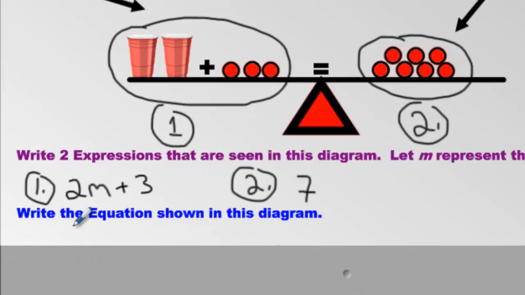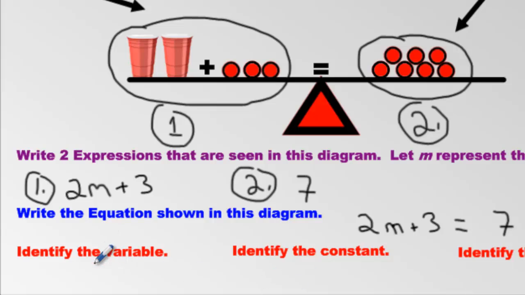The second part says write the equation. Well, the equation is not hard. The equation is just the two expressions. So on one side, write 2m plus 3. On the other side, write 7 and separate them with an equal sign, and you've got an equation.